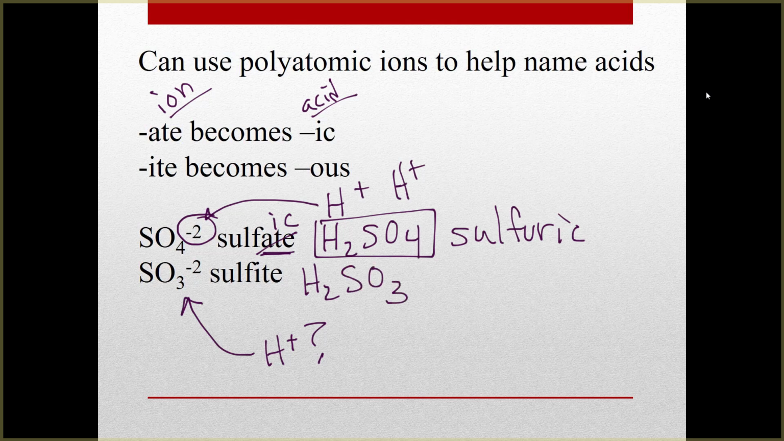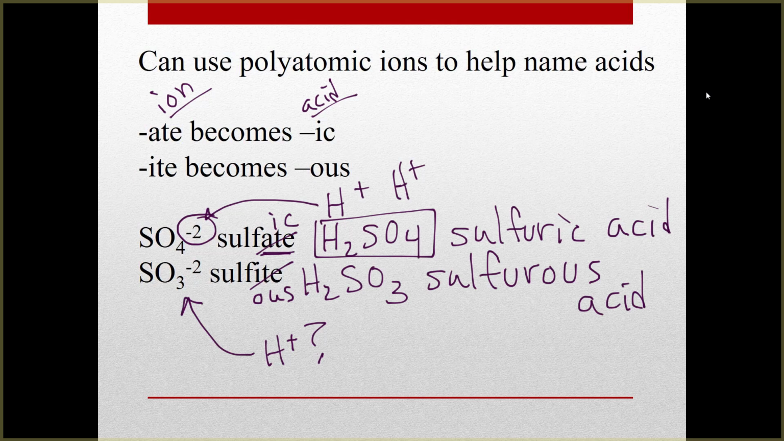And let's do the name. So ite goes to ous. So I'm going to cross out that ite and put ous. And I already know my formula is H2SO3. And now I would name this. Sulfous sounds weird, but sulfurous sounds better. So that's what it is. So this is sulfuric acid and sulfurous acid. And again, it's named after that polyatomic ion. So if you have a polyatomic ion chart, this is a good way to name your acids.